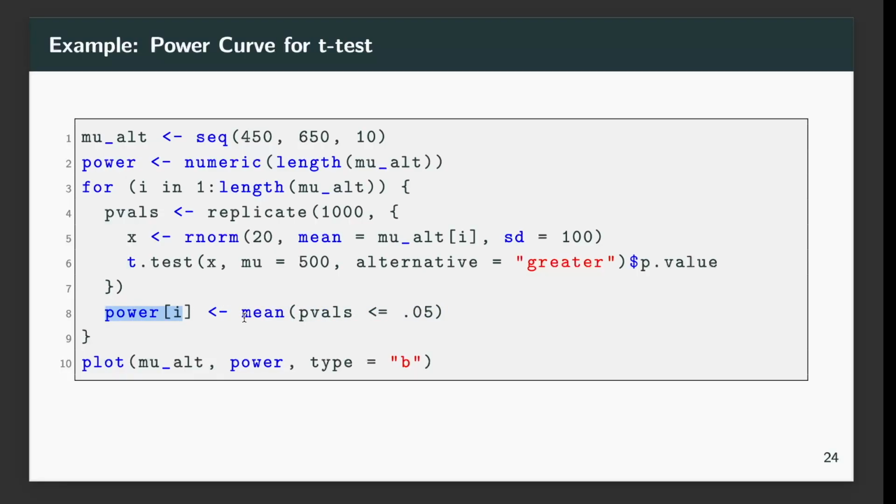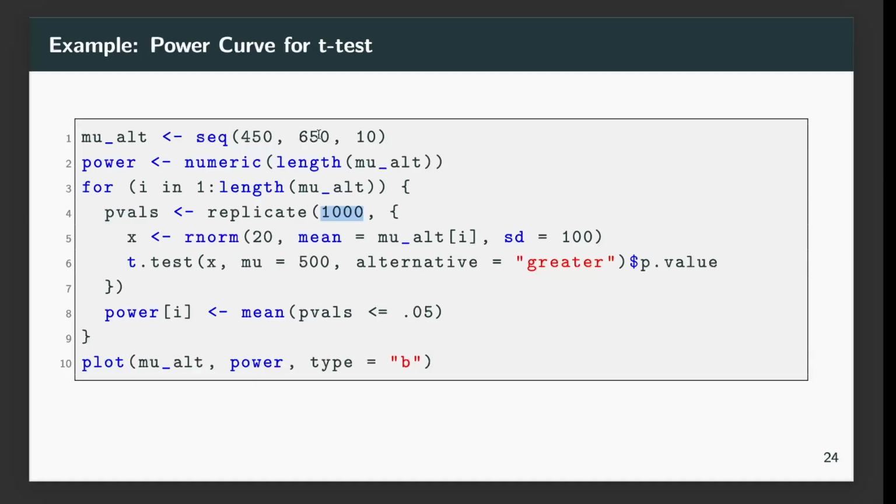So in this one, we only have like 21 iterations. Starting from 450 to 650 with the increment of 10, you end up with 21 numbers. And then for each of these iterations, we have 1000 simulations. So this is 1000, or the M that we introduced somewhere. Okay. So the total number of t-tests performed is actually 1000 times 21, which is 21,000.